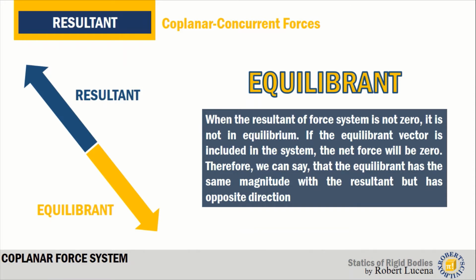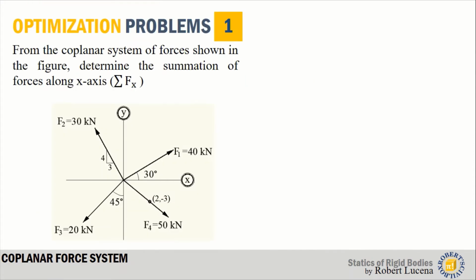Okay, for the appreciation of this subject, let's have an example. So we have here four forces, F1, F2, F3, and F4, and it is required for us to determine the summation of forces along x. F1 is represented by an angle, F2 by slope, F3 by an angle, and F4 by a point. However, it could be determined by simply getting the slope of the vector.